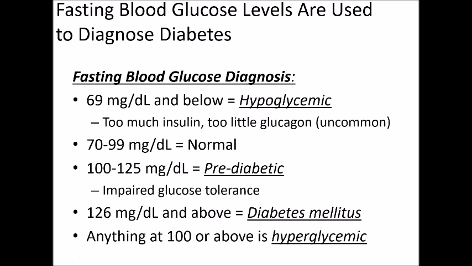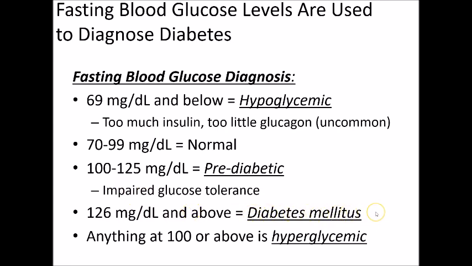As mentioned before, 70 to 99 milligrams per deciliter is normal, while 100 to 125 milligrams per deciliter is known as pre-diabetic. Those are people that have impaired glucose tolerance. And then the clinical definition of diabetes mellitus is 126 milligrams and above.